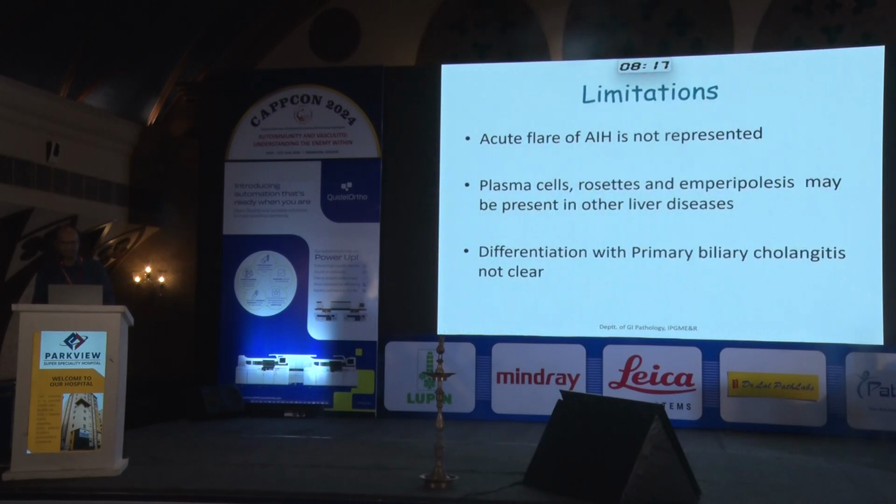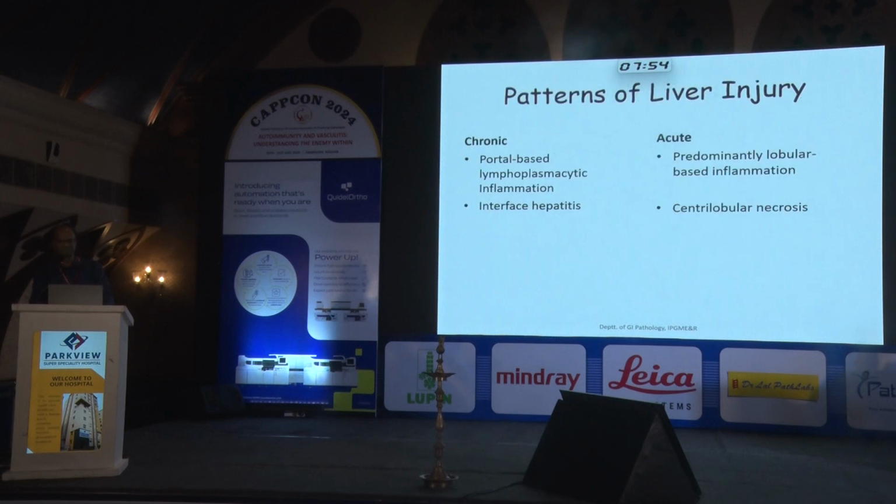in liver biopsy. So what were the limitations of this scoring system and criteria which I told of till now? The acute flare of AIH is not represented, and plasma cell rosettes and emperipolesis have been found in other liver diseases also. And differentiation from primary biliary cholangitis or cirrhosis is difficult. So different approaches are being tried now to address these problems.